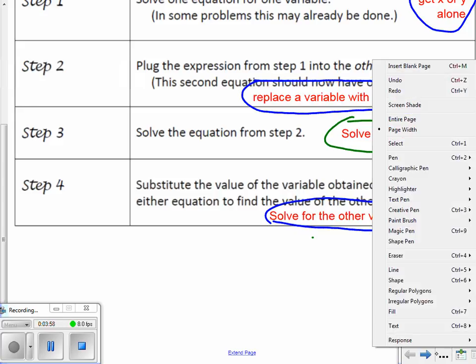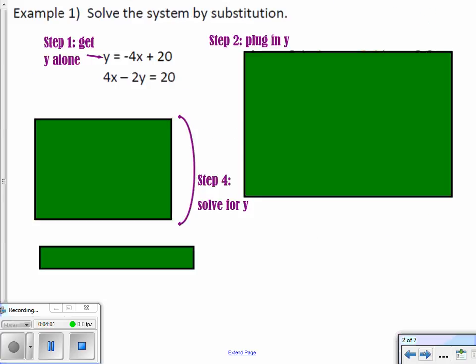Okay, now let's take a look at what this actually looks like if we were going to go through and solve one of these. Okay, so we start with our system of equations right here. We have our two equations with two unknowns. They both have x and y as their variables. Now our first step is always to get y all alone. And if we look at this, y already is all alone. Okay, we don't have to go through any steps. Our step one is already done for us. Our two equations are y equals -4x plus 20 and 4x minus 2y equals 20. So our first one already has y alone for us.